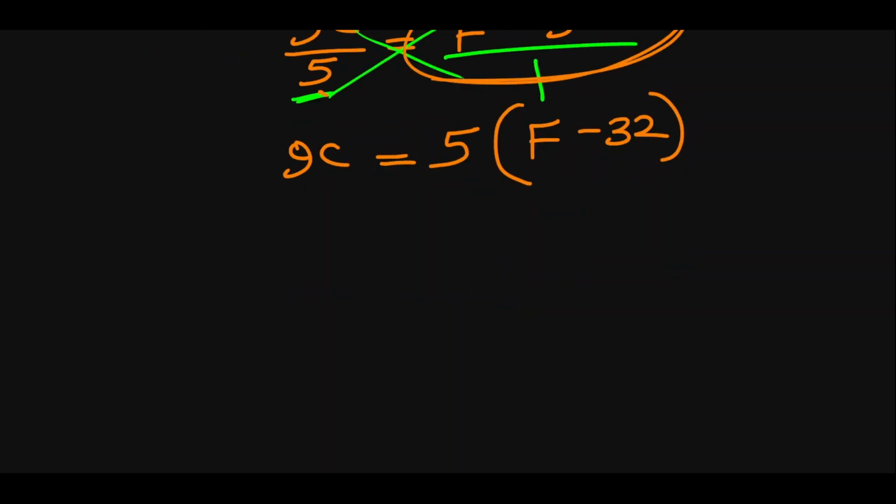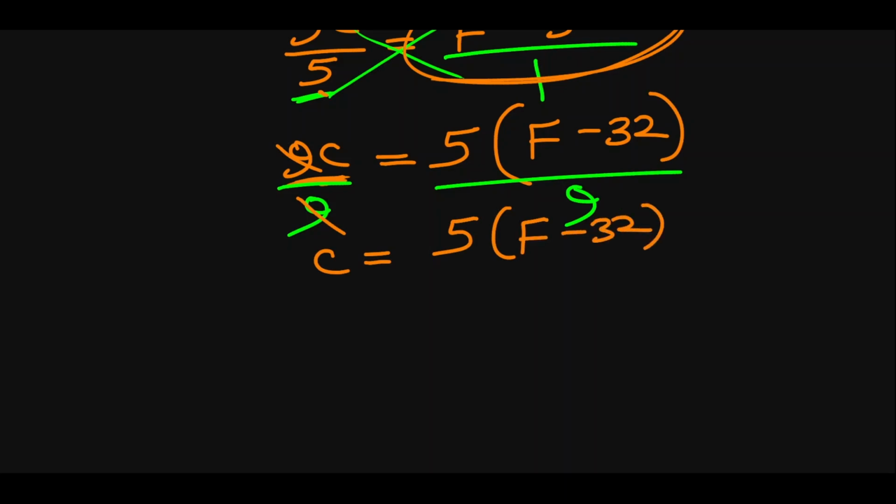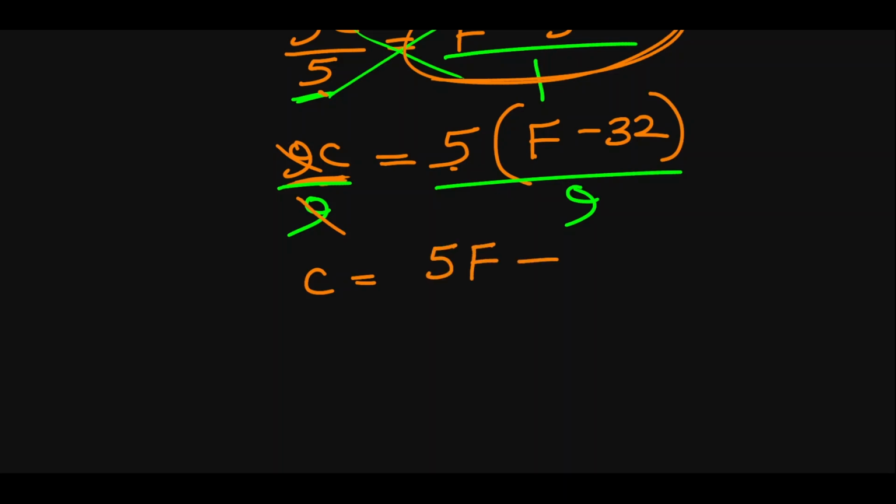To now make the C stand on its own, it's just 9 that is preventing us from achieving our goal. So what do we do with the 9? We divide both sides by 9 to take 9 off. So if we divide both sides by 9, this over 9, this over 9, we cancel 9. C is equal to 5 into F minus 32 all over 9. Or if you love to simplify everything you see, you can go ahead and expand the brackets and say C is equal to 5 times F is 5F minus 5 times 32 is 160 over 9.